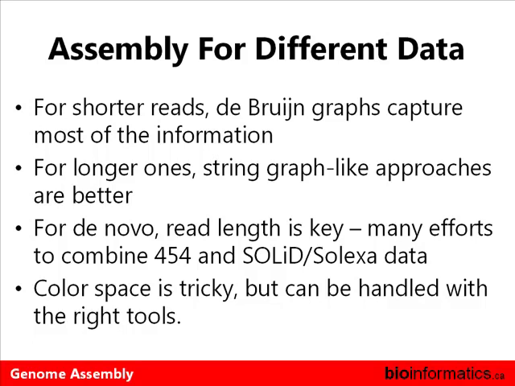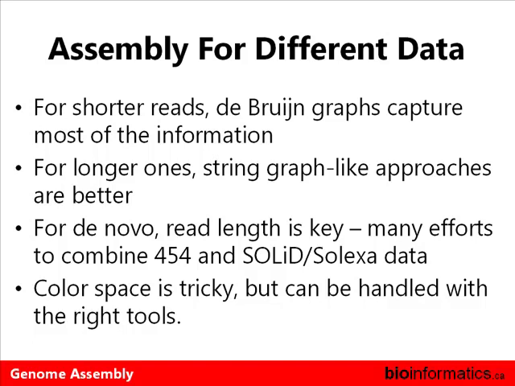So just to recap the key points of what I've been trying to tell you over the course of the past hour. For different types of data, you need different assembly approaches. For shorter reads, the De Bruijn graphs actually capture most of the information in your read data. Velvet and other similar assemblers will do a great job with short reads. Velvet is a De Bruijn graph-based assembler, and so is Euler-SR. For longer reads, string graph-like approaches are better. Adir, for example, actually uses an overlap string graph-based approach, not a De Bruijn-based approach.